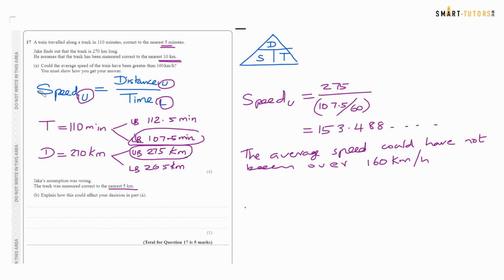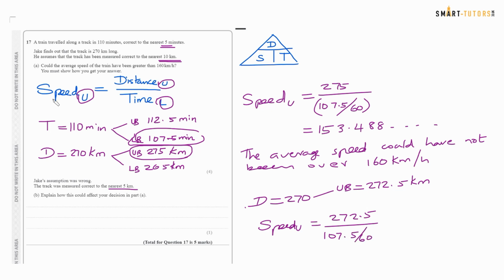So the second part: Jake's assumption was wrong. The track was measured to the nearest 5 kilometers. So the track was measured to the nearest 5 kilometers means the distance is 270, and the upper bound is going to be 5 divided by 2 is 2.5, so upper bound is going to be 272.5 kilometers.